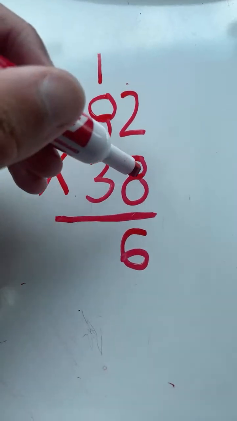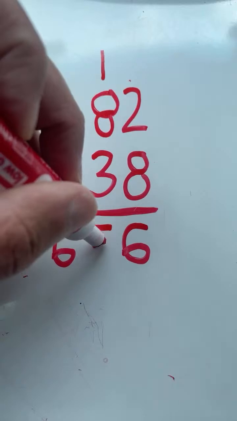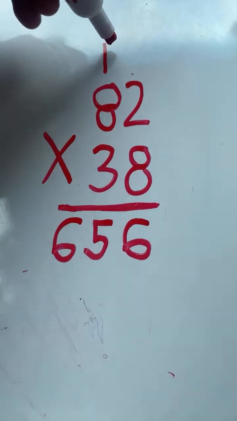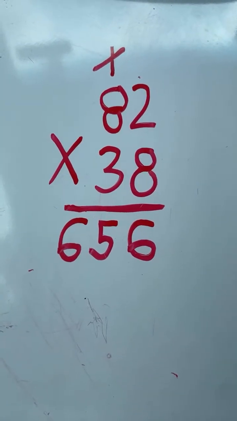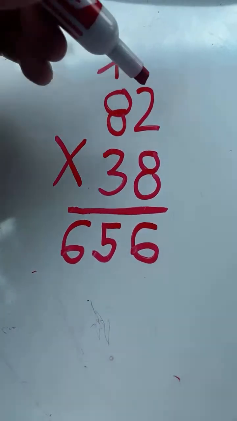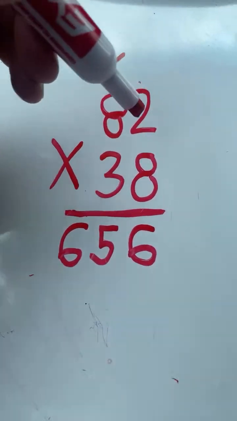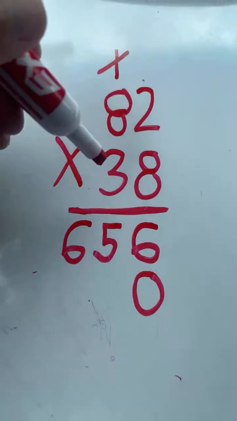8 times 8 equals 64, plus 1 equals 65. So far we have multiplied 82 times 8. Next, we have to multiply the top 2 digits times the bottom digit in the tens place. And since we already multiplied both digits in the ones place, we're going to put a 0 in the ones place. So 2 times 3 equals 6.